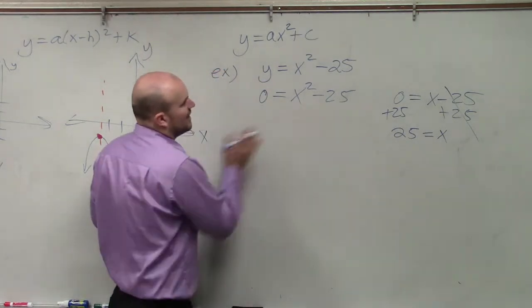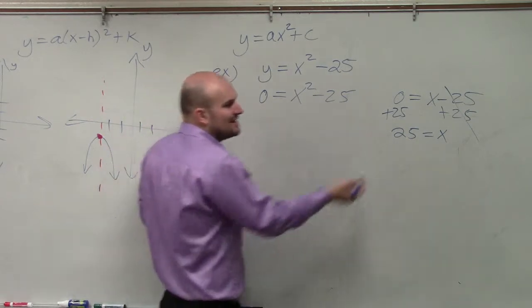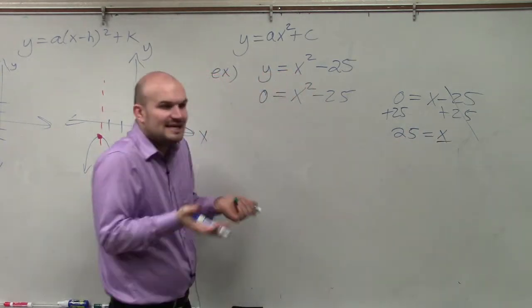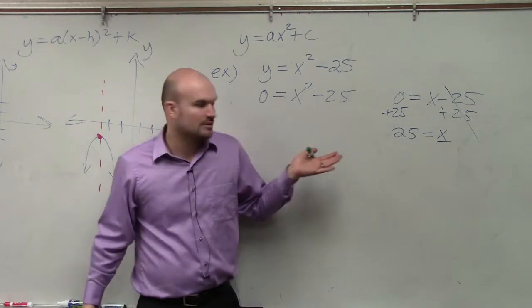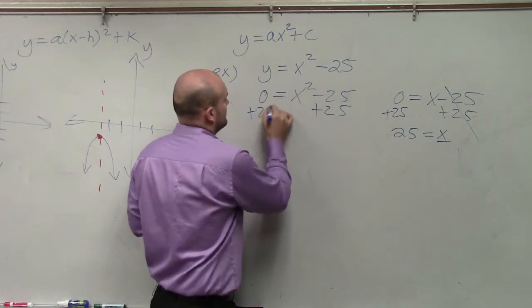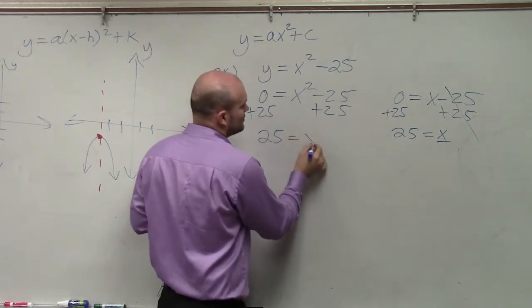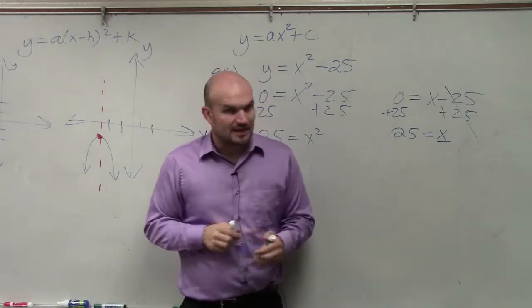So over here, I have 0 equals x squared minus 25. Again, the purpose of this, guys, is to isolate the x, get the x by itself. So what do you think the first thing we'd want to do? Add 25 to both sides. Correct. So 25 equals x squared. Now, we got to think about that.